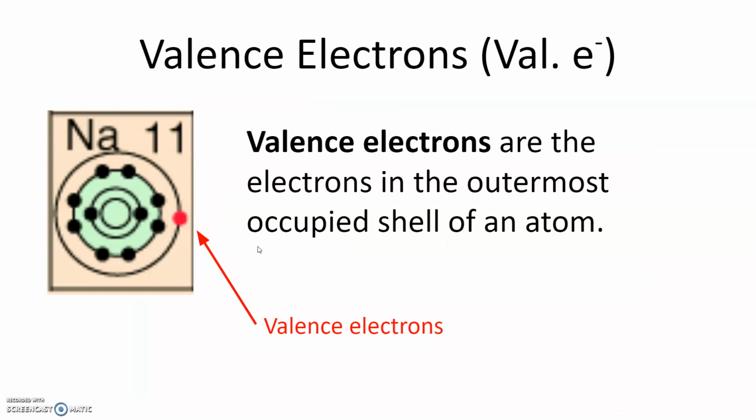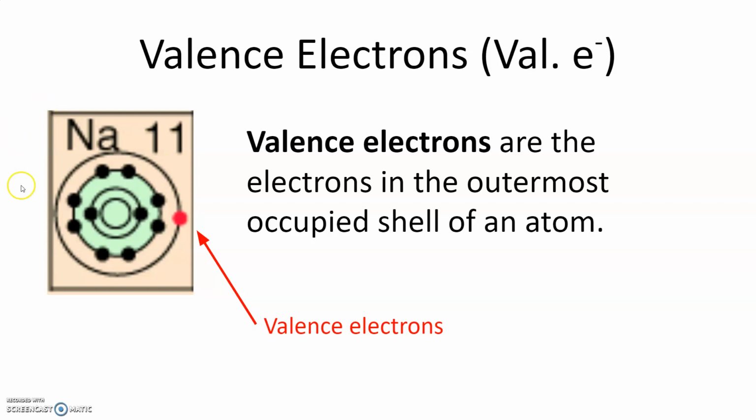Let's look at our next periodic trend, valence electrons. So just to remind you what valence electrons are, they're the electrons in the outermost occupied shell of an atom. So let's take a look at an example with sodium. Sodium has an atomic number of 11. That means it has 11 protons. If sodium is neutral, it will have the same number of electrons, so it has 11 electrons.